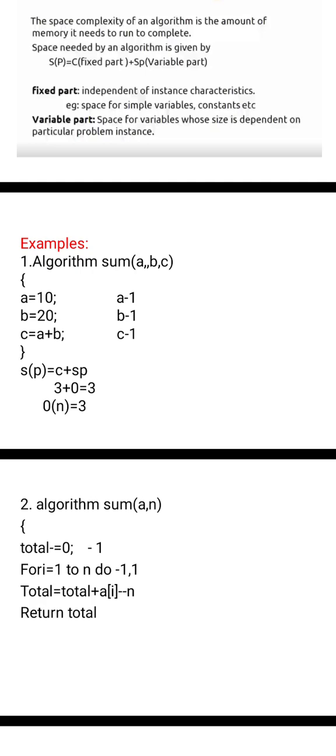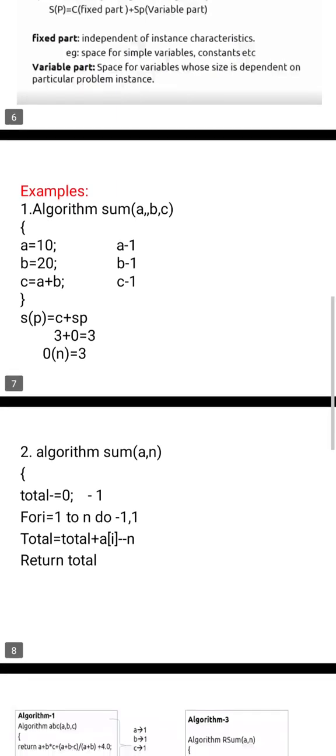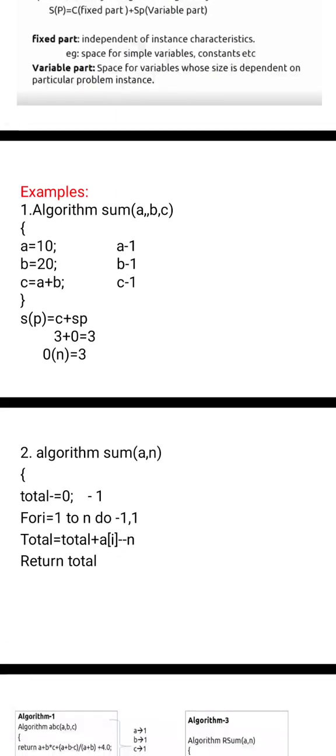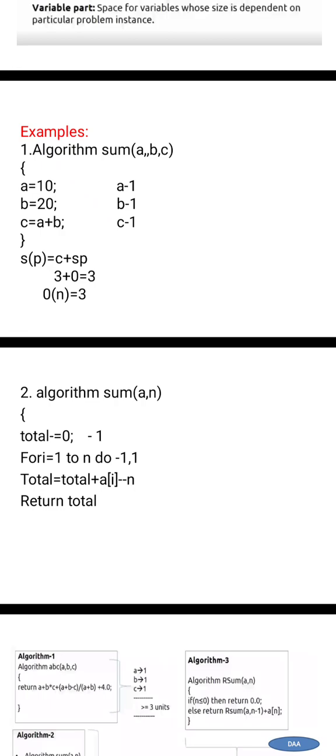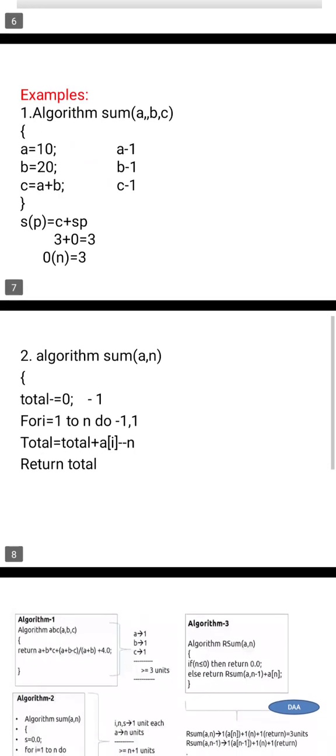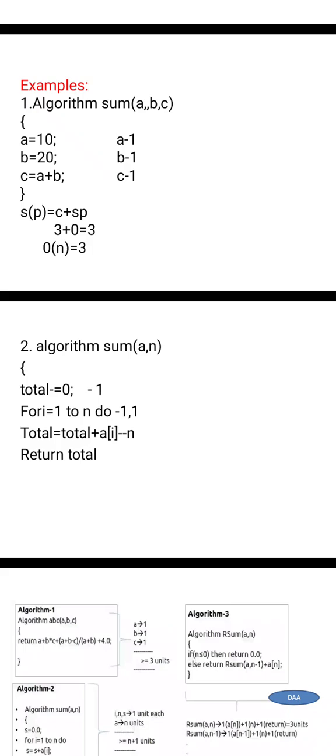This is the algorithm we need to write. Algorithm Sum(a, b, c): a = 10, b = 20, c = a + b. A will store 1 unit, B will store 1 unit, C will store 1 unit. So the space complexity S(P) = C + Sp. The constant value is 3, the variable part is 0, and the space complexity required here is O(n) = 3.